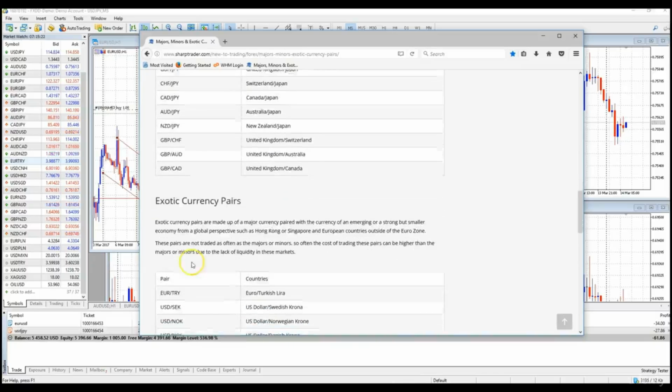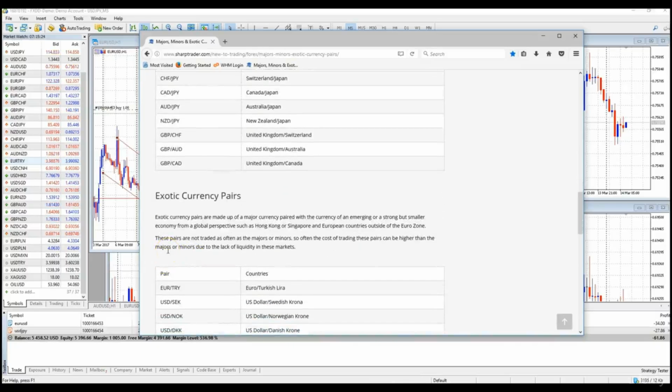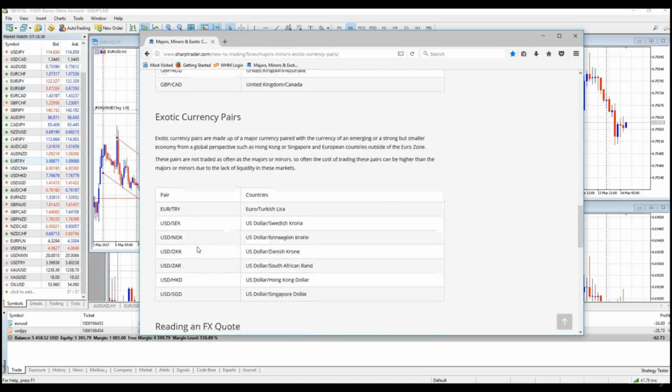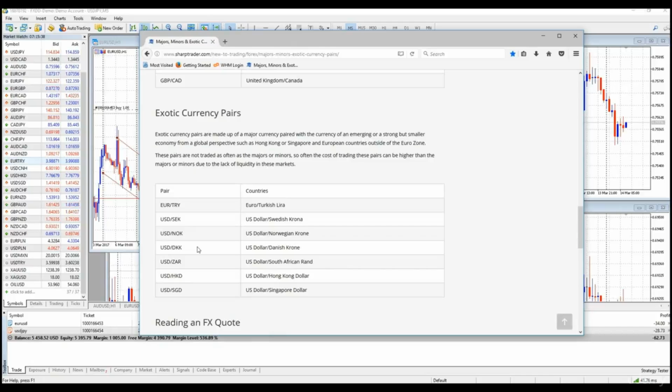And exotics are currency pairs that contain a major, and they're matched with the currency of an emerging or a strong but small economy from a global perspective, such as Hong Kong or Singapore and European countries outside of the Eurozone. For example, Euro, Turkish lira, or the US dollar versus the Hong Kong dollar.